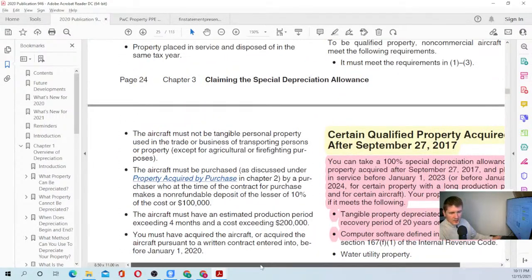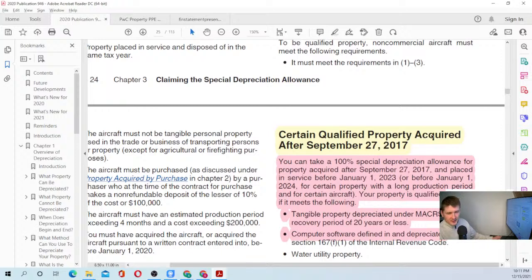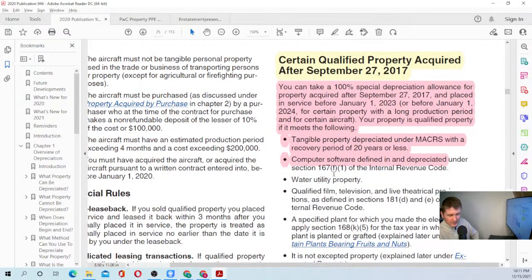And the last one is qualified property acquired after September 2017. You can take 100% special depreciation allowance for property acquired after September. So that was what is known as Trump tax reform. Basically, we can take 100% special depreciation allowance for property acquired after September 27, 2017 and placed in service before January 1, 2023. Your property is qualified property if it meets the following. Tangible property depreciated under MACRS with a recovery period of 20 years or less.